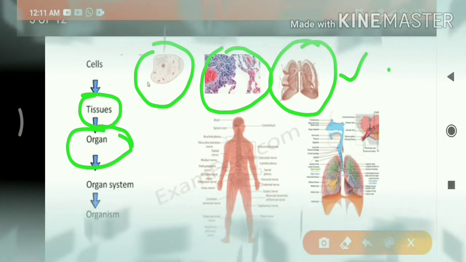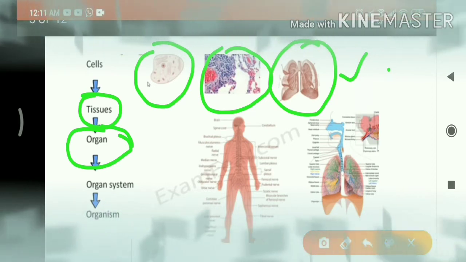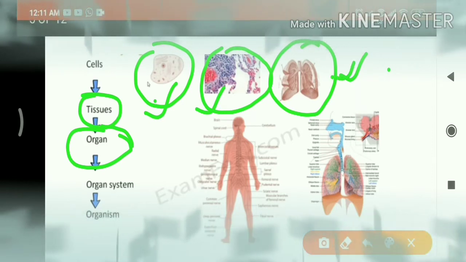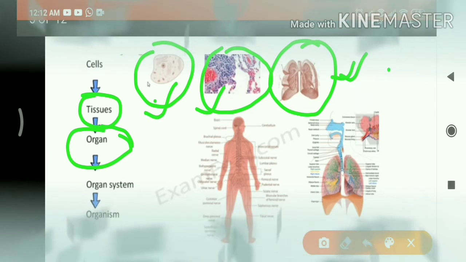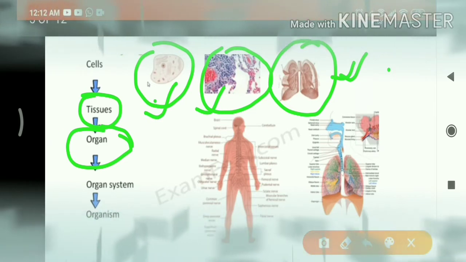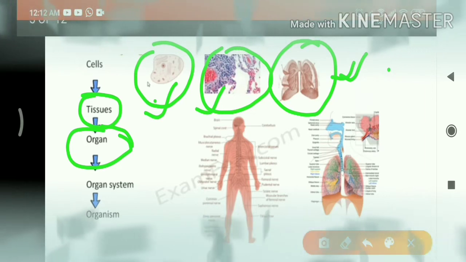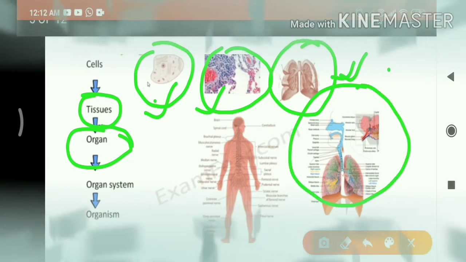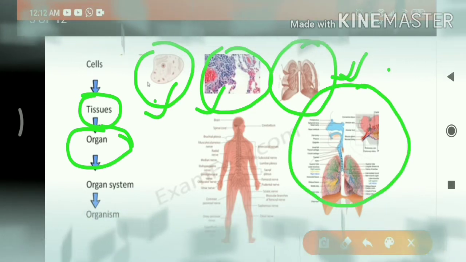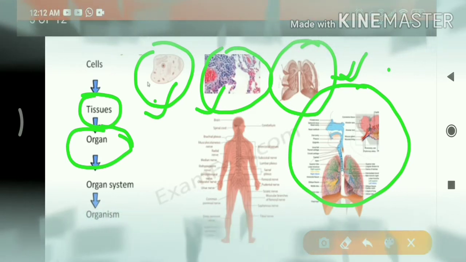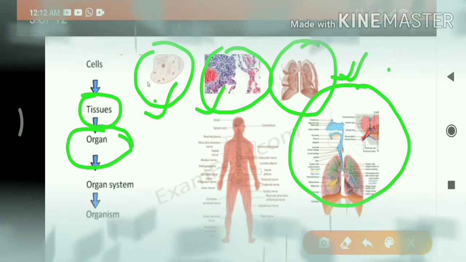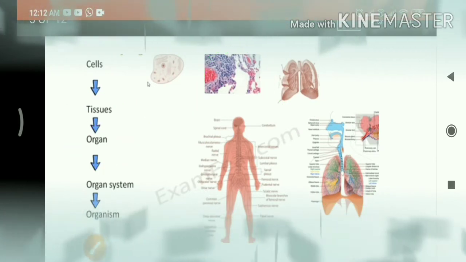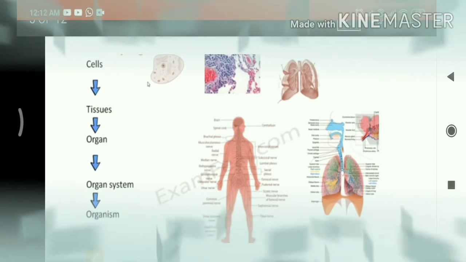The next level we have seen is the organ. What organ? Here you can see, this is the organ. Which organ is this? This is nothing but the lungs, right? This is a cell, this is a tissue, and this one is the lungs. So the organization level is increasing: cells group together to form tissues, and tissues are grouped together to form a particular organ. When these organs are grouped together, they form the organ system.